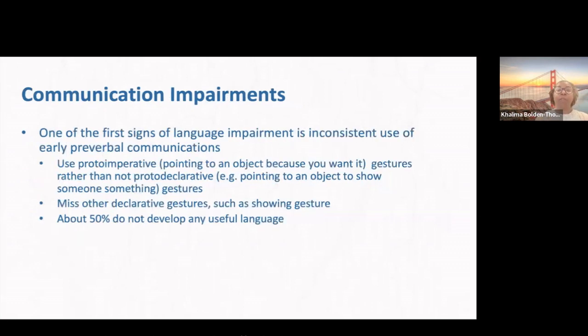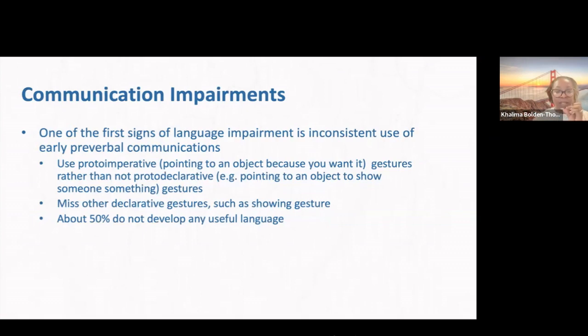Communication impairments. One of the first signs of language impairments is inconsistent use of early pre-verbal communications. So we're talking about their ability to share communication even before they learn words. Proto-imperative gestures, like pointing to an object you want: hey, give me that cup. Mom, I want some food, stuff like that. We're used to that with toddlers and babies, because that's what they do. Hey, food, give it to me.